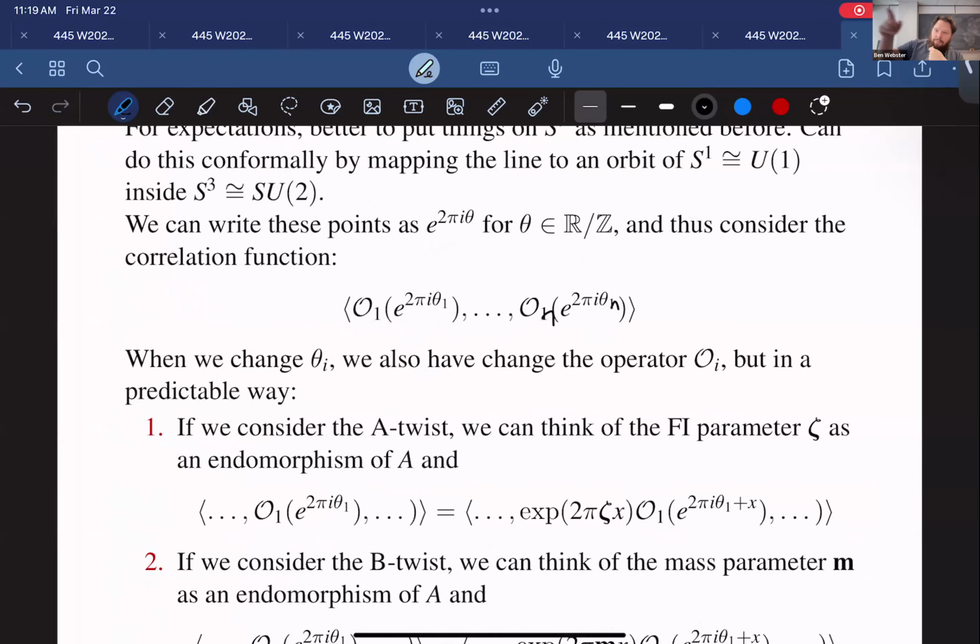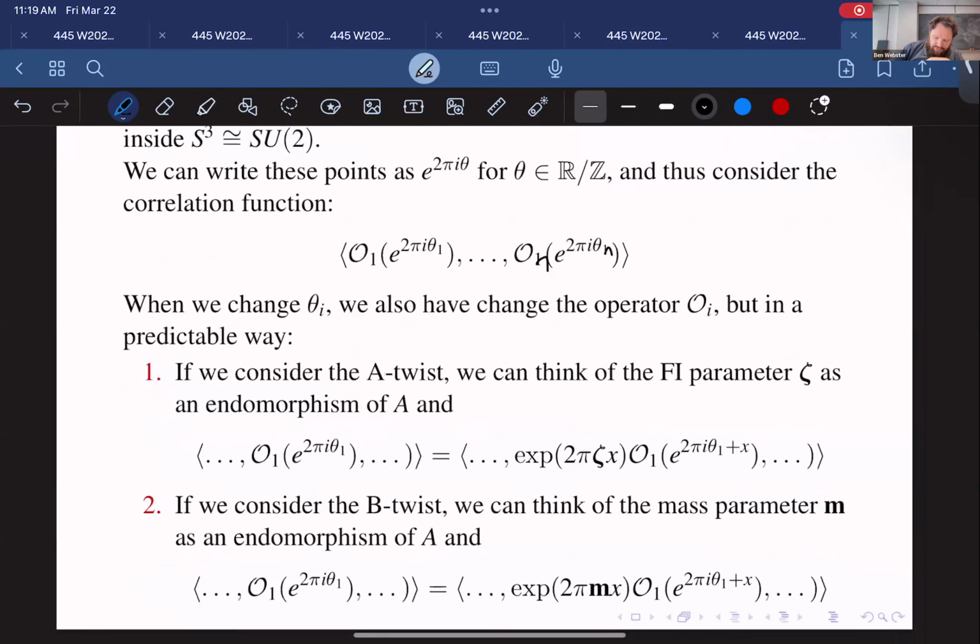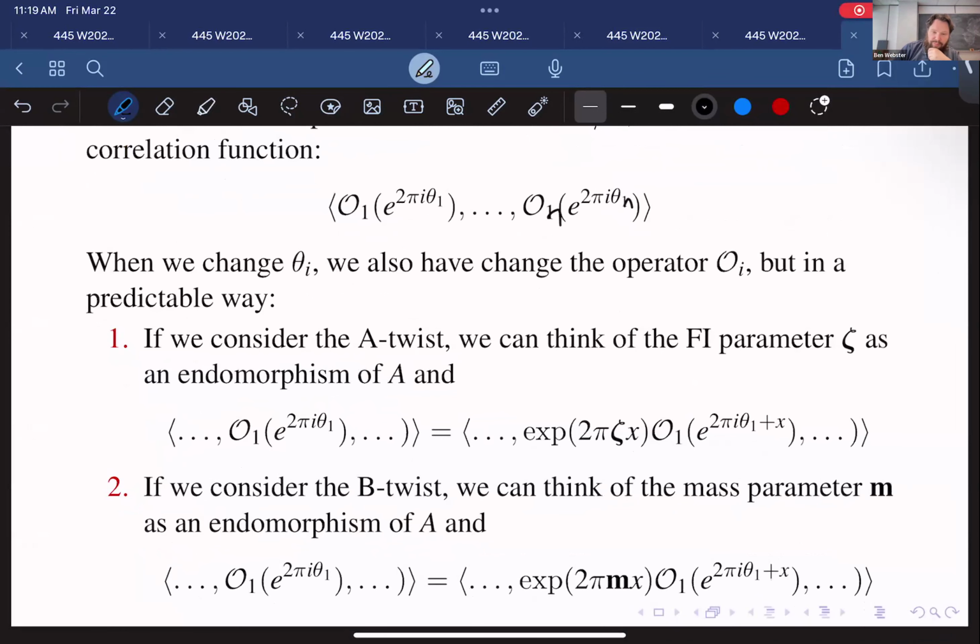So we can take a bunch of operators at a bunch of different points, and we're supposed to have a quantum field theory. So there should be some number I attach to those operators. Now, the other thing that's supposed to happen is if I move my points around, that correlation function could change. And it turns out if I allow my mass and Fi parameters to be non-zero, then actually I will get a little bit of a change when I move points around. So it's not purely a topological picture anymore.